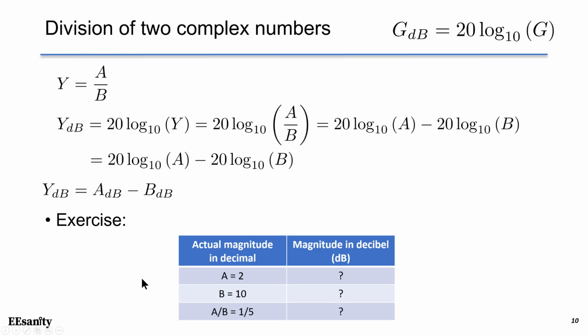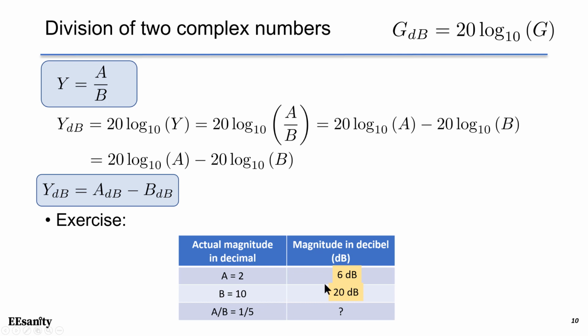This is the division of two complex numbers. We have y equals a over b. If we convert them into dB, y in dB equals a in dB minus b in dB. So this becomes the minus sign for the division. Now let's do the exercise. a equals 6 dB as we shown before. b equals 20 dB. We can find a over b in dB by using the equation 6 minus 20 dB, which is minus 14 dB.